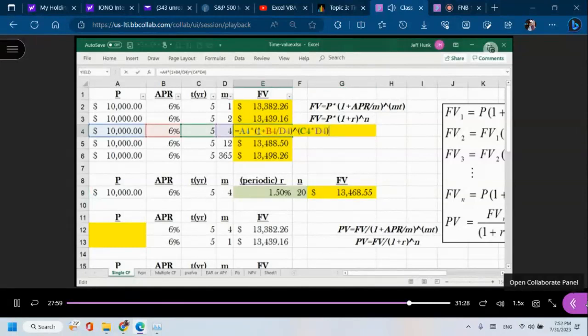The only difference is that here I didn't make an adjustment. I mean, in this case, I made an adjustment to APR and T. In other words, APR divided by M is what? That's R, the periodic rate, and T times M is what? That's N. But I made that adjustment inside the formula, whereas here I made that adjustment outside the formula. Then what's the benefit of that? The formula can be simpler.